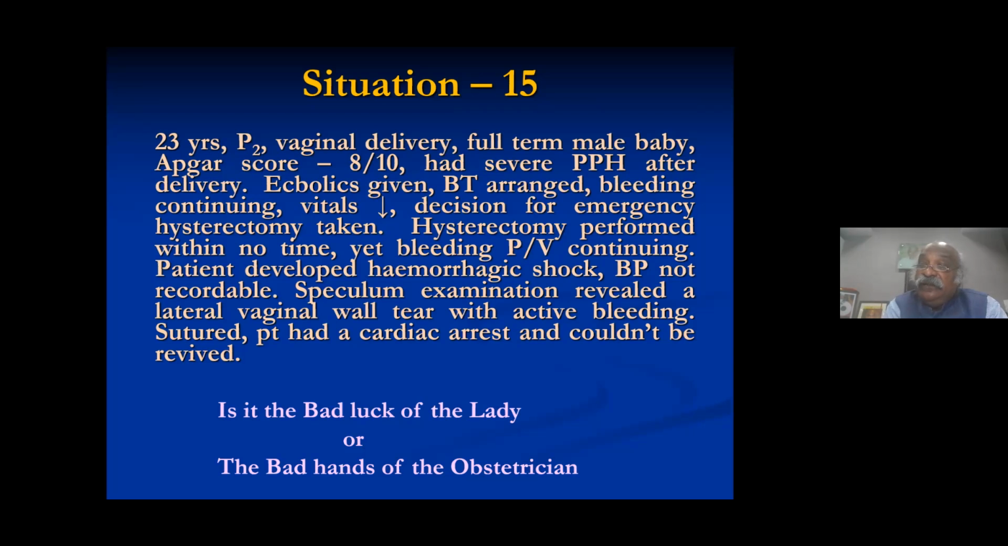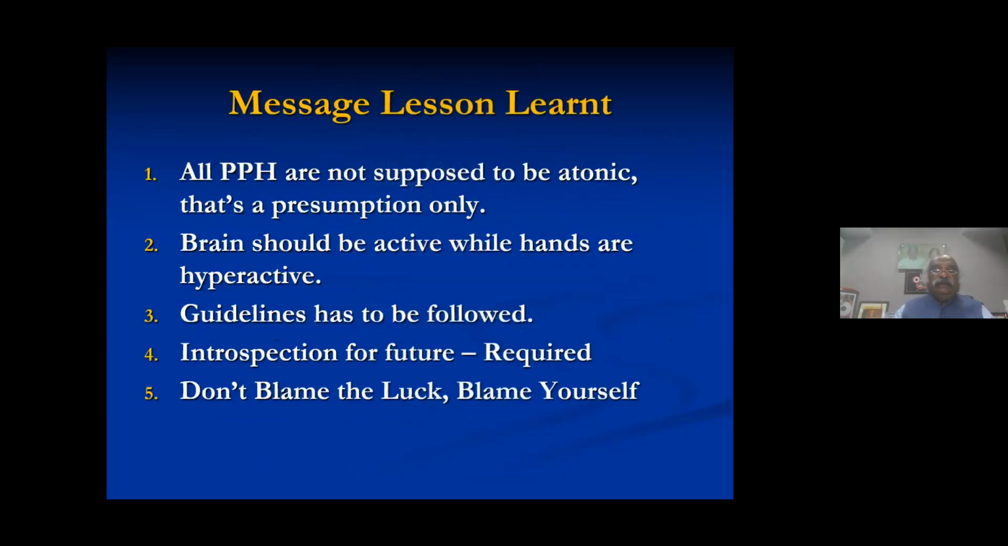Emergency cesarean hysterectomy, believing that it is a case of atonic uterus, is a wrong decision. It was a traumatic PPH. Had I, in the initial phase in the labor room itself, put a speculum and found this tear and repaired it, it would have saved her life. Is it the bad luck of the lady or the bad hands of obstetricians? So the message is that all PPH are not supposed to be atonic. That's a presumption only. The brain should be active while the hands are hyperactive. Guidelines have to be followed, and introspection for the future is required. Don't blame the luck, blame yourself.